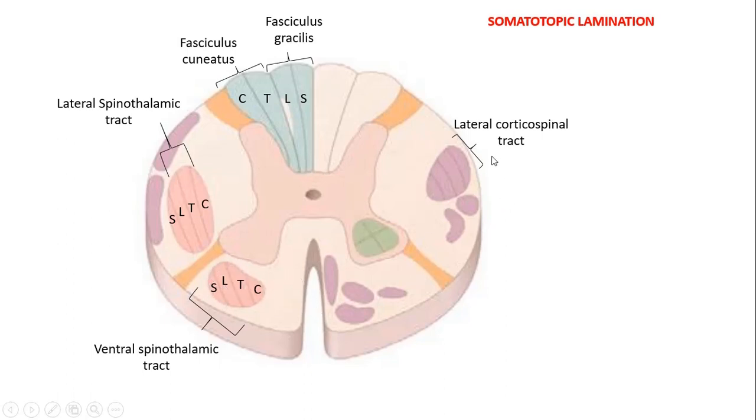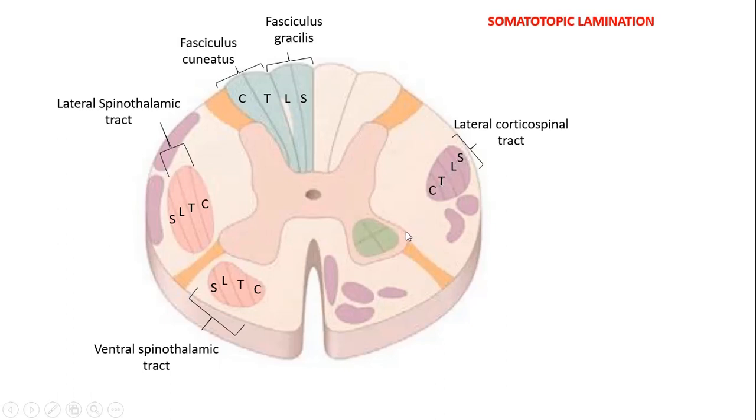What about the lateral corticospinal tract? We can see a similar arrangement in this descending tract also. The medial part will carry the cervical segment of the spinal cord, laterally the thoracic segment, lumbar segment, then the most lateral part will carry the sacral segment of the spinal cord.